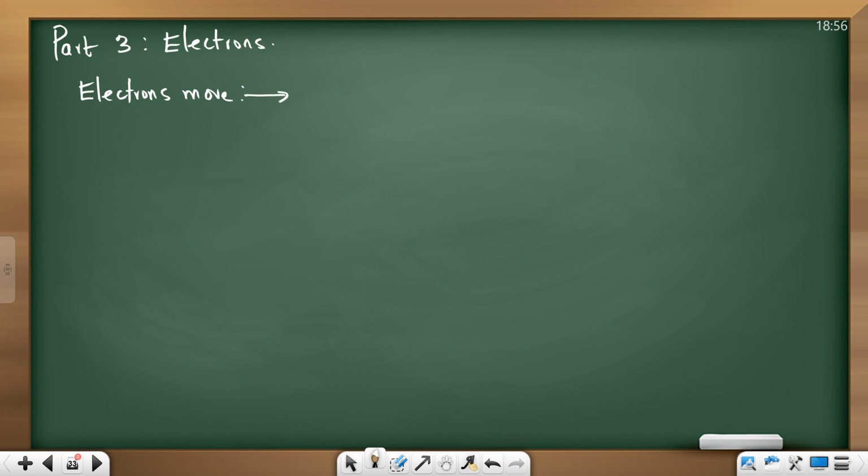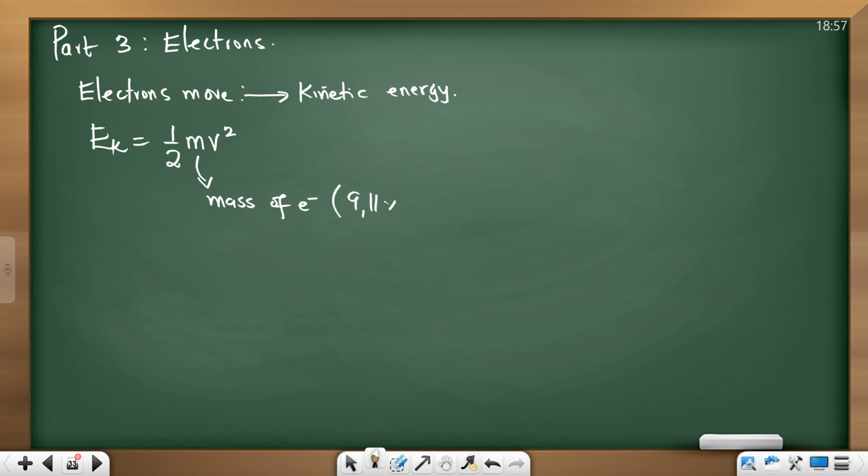What type of energy are we talking about? Kinetic energy. And how do we calculate the kinetic energy? It is half mv squared, where m is the mass of an electron, which is also a constant: 9.11 times 10 to the power negative 31 kilogram. There's no need to cram it. It's there on your formula page.